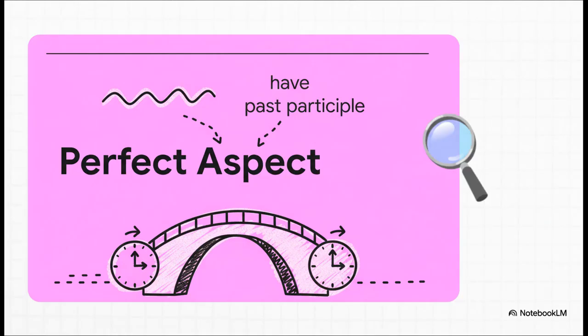Okay, now for the perfect aspect. This is the one that sometimes trips people up, but here's the best way to think about it. It's like a bridge. Its whole job is to connect two different points in time to show how an earlier event relates to a later one. The formula is always some form of have plus the past participle.